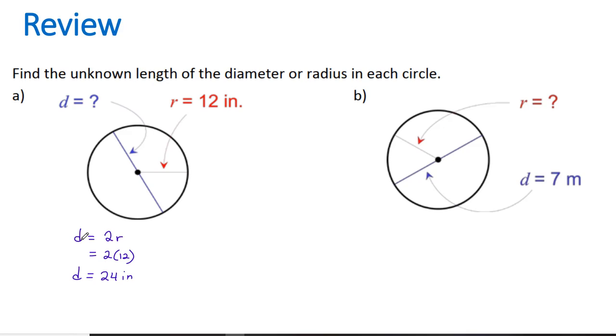For B, they've told us the diameter is 7 meters, but we don't know the radius. The radius is the diameter cut in half. So we're going to take that 7 and divide by 2. So the radius is going to be 3.5 meters.